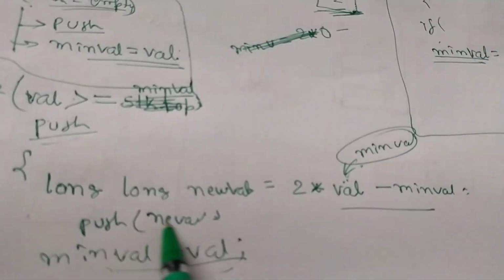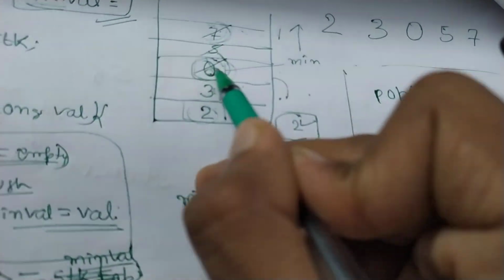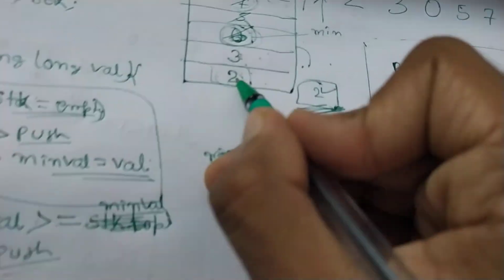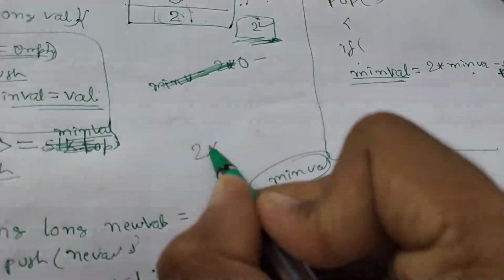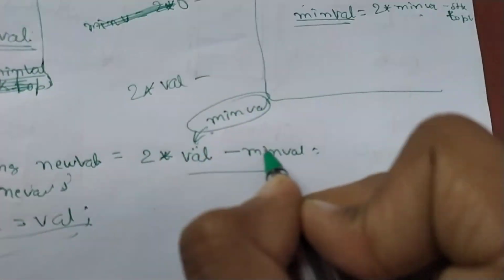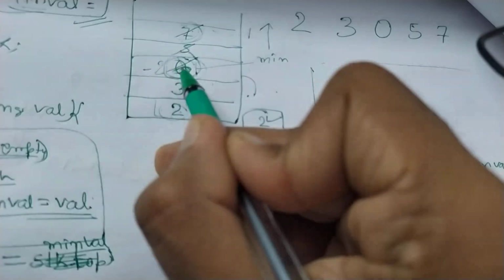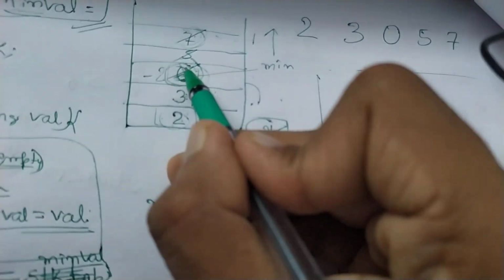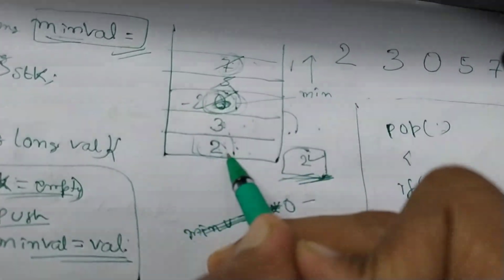When we are doing this, the new value is not the same as val, so it won't be inserted as 0. It would be coded in some different way. Like what we have done is, when 0 came, we will multiply 2 into val minus our minimum value, minus 2. So we will insert minus 2 instead of 0. So when coming back, 0 being our minimum value, we will get back our minimum in this way.